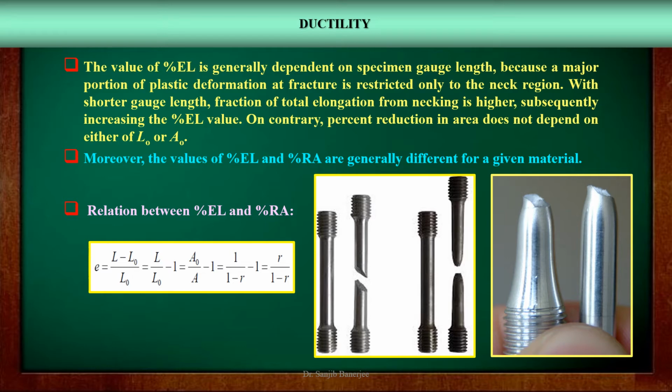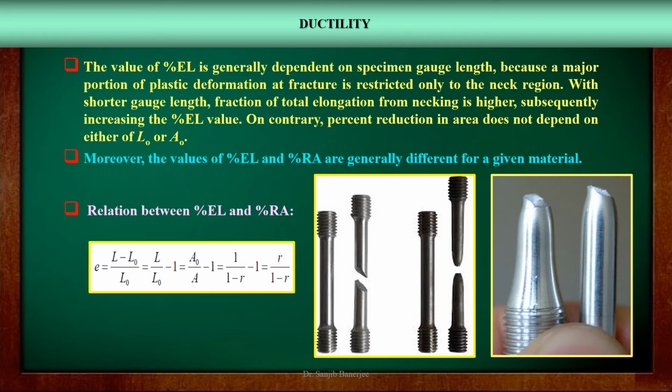On the contrary, the percentage reduction in area does not depend on either the initial length, that is L naught, or the initial cross-sectional area, that is A naught. Thus, percentage reduction in area is more significant in measuring ductility of a material.